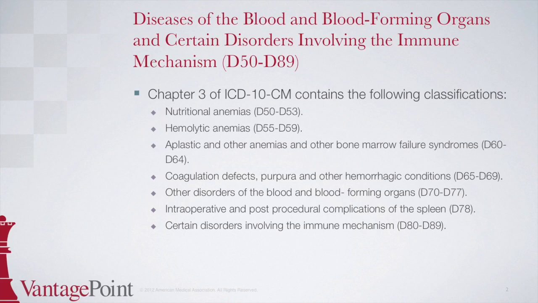As you can see on this slide, the codes for this chapter start with the letter D, and if you remember from ICD-9, these codes all started with the number 2. However, in ICD-9, this chapter followed the endocrine chapter, and in ICD-10, this chapter precedes the endocrine chapter. The most commonly used diagnoses in this chapter are all the different types of anemia. It is very important that provider documentation is specific to the type of anemia the patient has, as opposed to simply documenting anemia.